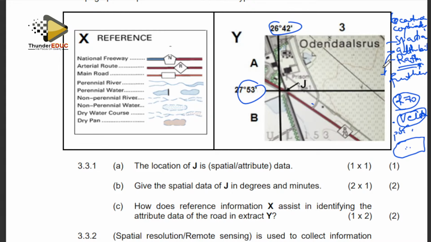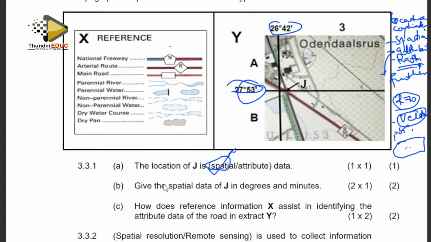So looking at this, I think, learners, you can identify even the answer, because J is pointing at the line, this line, and this line has got coordinates. Therefore, the answer is what? Is spatial data. Okay, so here the answer is spatial data.